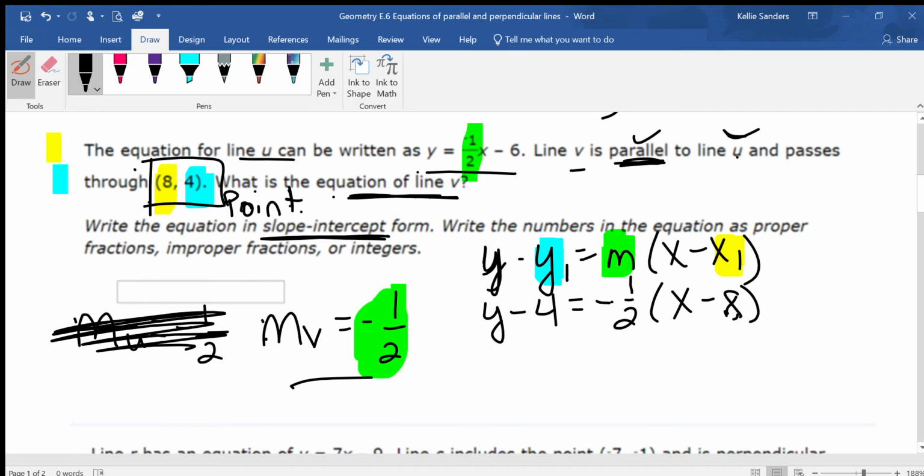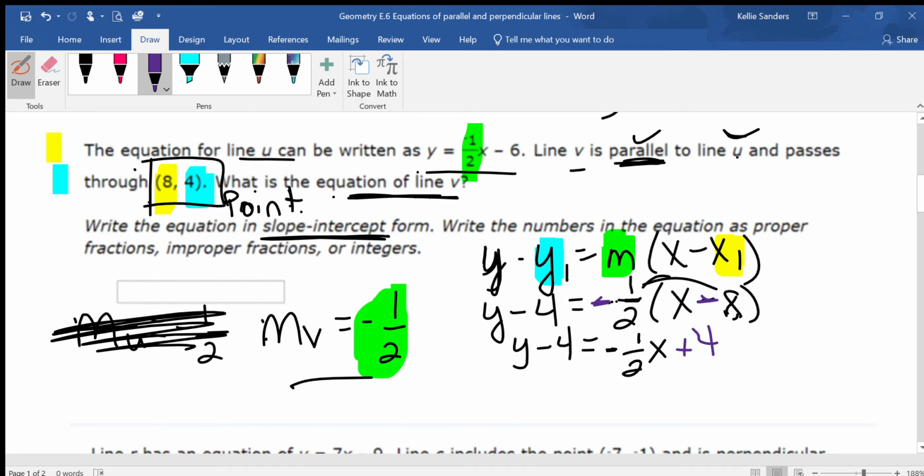Okay, if this says write the equation in point-slope form, we'd be finished, but it doesn't. It says slope-intercept. So what we need to do is get rid of the parentheses. We're going to keep this side the same for just a second. Negative 1 over 2 times x is negative 1 over 2x. Then, negative times a negative is a positive. 1 over 2 times 8 is just saying take half of 8. Half of 8 is 4.